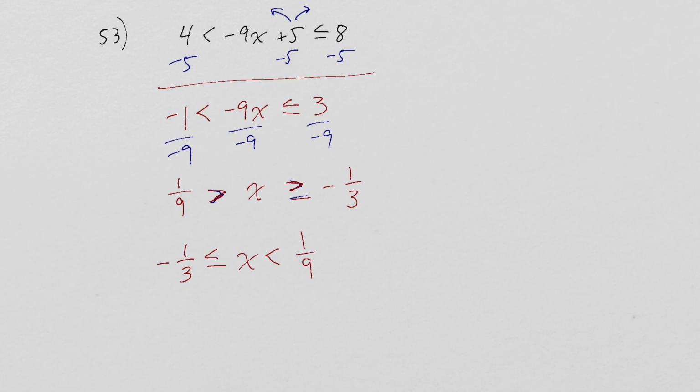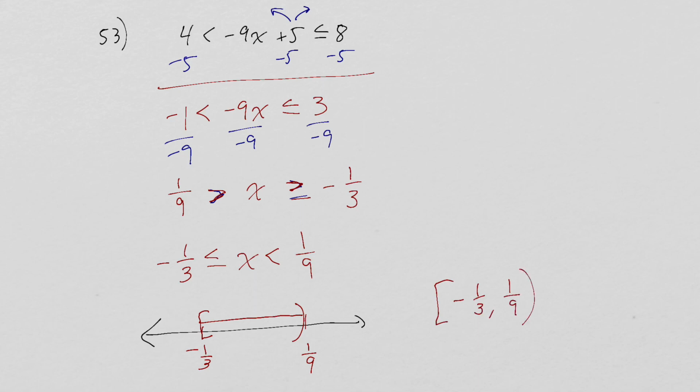Now if I were to graph this, I'd pop 2 hash marks down, and I'd put a negative 1/3 on the first one and a positive 1/9 on the second one. This one's a bracket because of the equal sign, but this is a parentheses because there's no equal sign. And that's it. So in interval notation, I'll put a bracket on the left for negative 1/3, and 1/9 gives us a parentheses. That's interval notation.